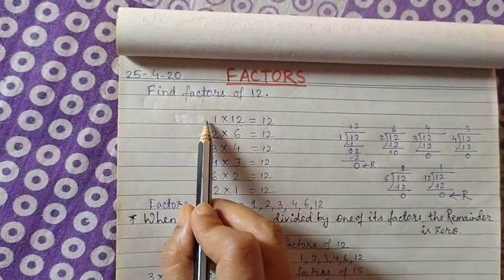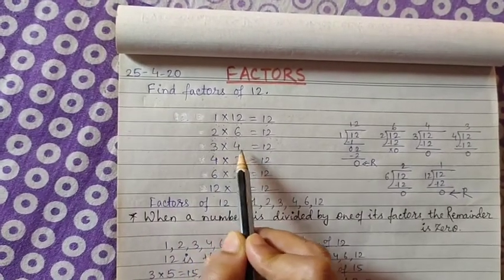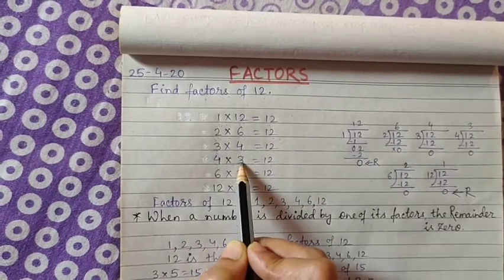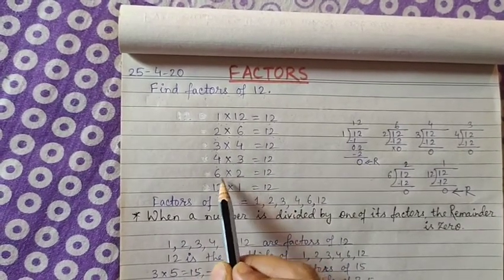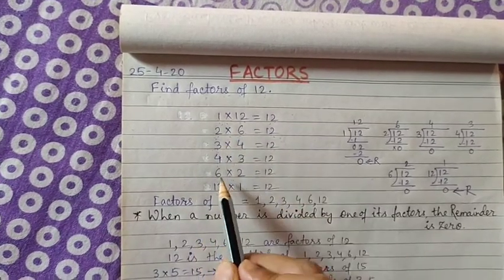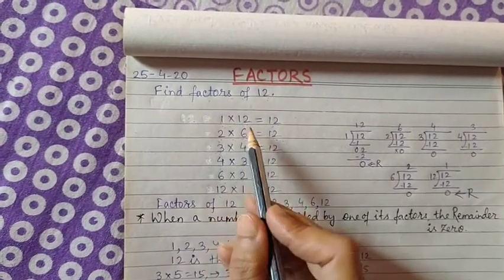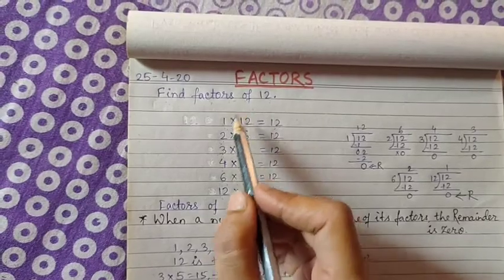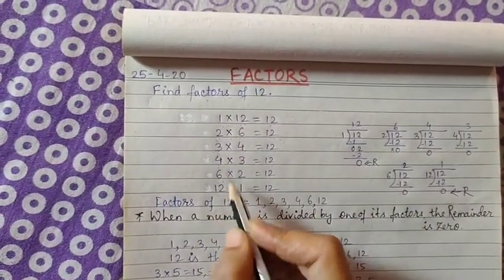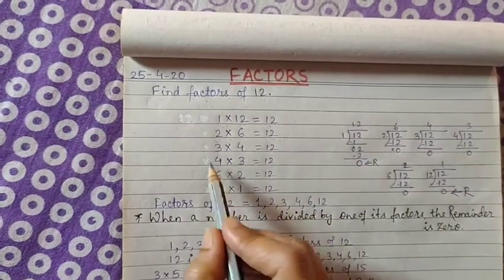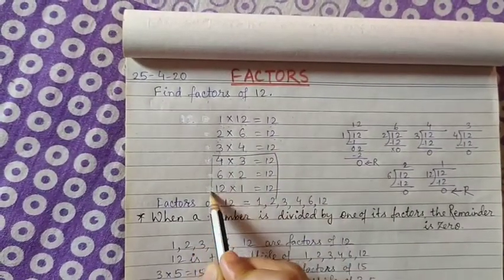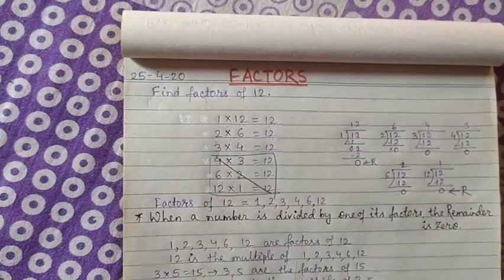So here you see after taking this 3 into 4, the next step is 4 into 3. Means these two numbers are again repeated. Then this fifth one, 6 into 2. We have already written 2 into 6. These same numbers are repeated here. Then 1 into 12, here 12 into 1. So when you list it out, when you find that the numbers are repeated again, you stop your listing. So you see 3 and 4, 4 and 3 repeated. So these things you can leave.